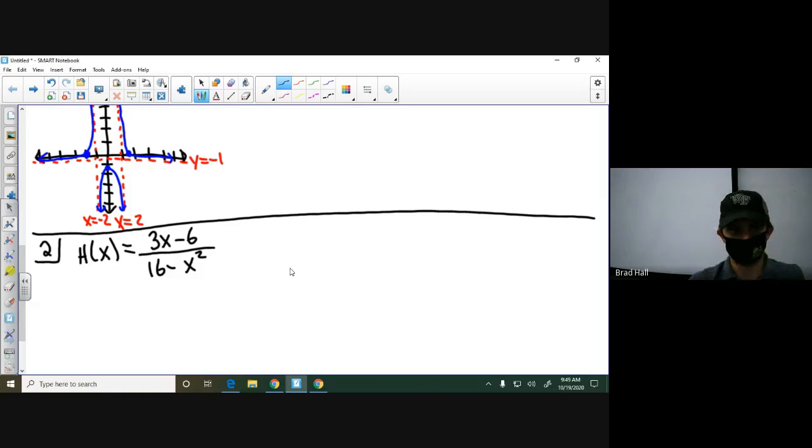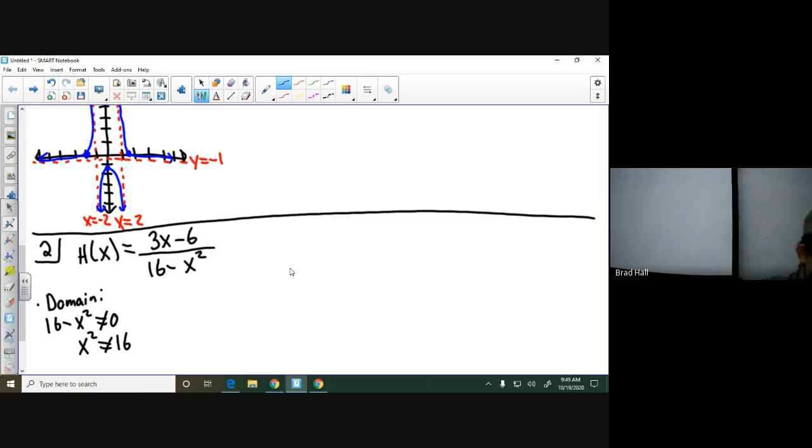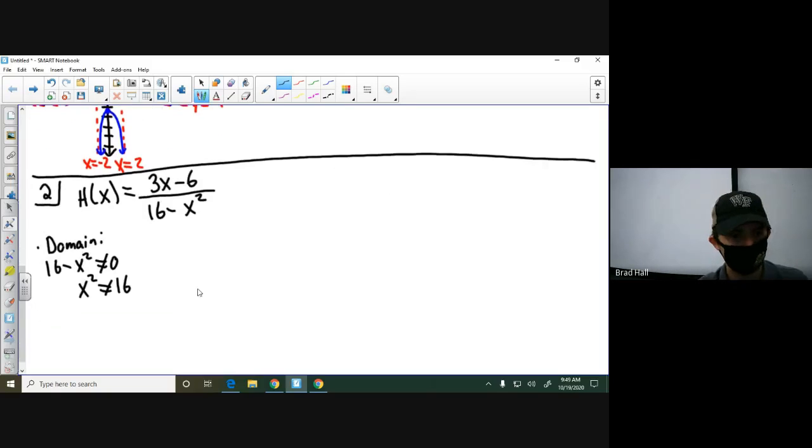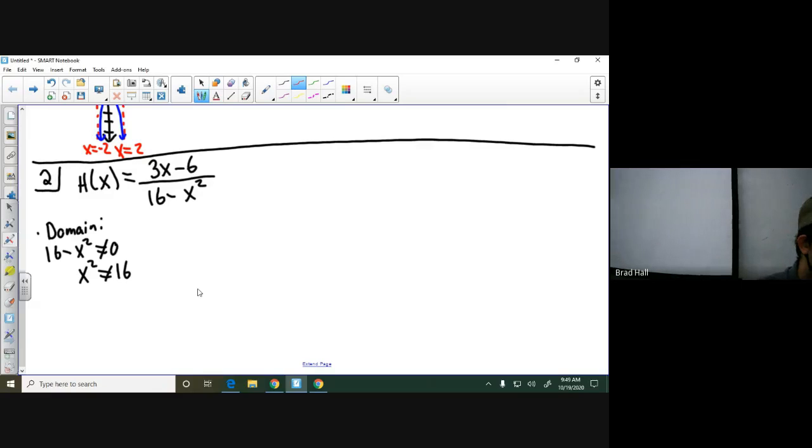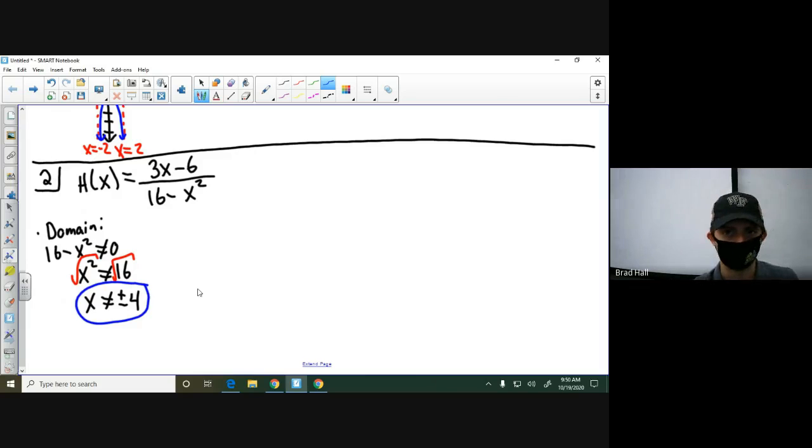And we'll just go ahead and do for this problem the same as we did before. We'll start off with the domain. So the domain, once again, we set the denominator not equal to 0. And we would end up getting that x squared is not equal to 16. And like we did before, we square root both sides. We get that x is not equal to plus or minus 4. So that's the domain, which, as we saw before, will be helpful for finding asymptotes in a bit.